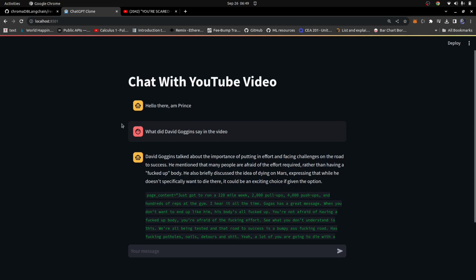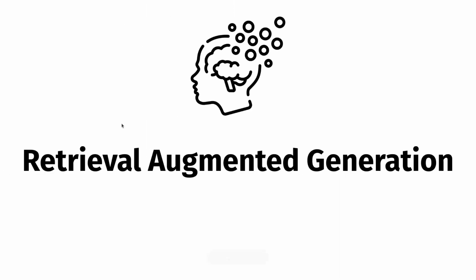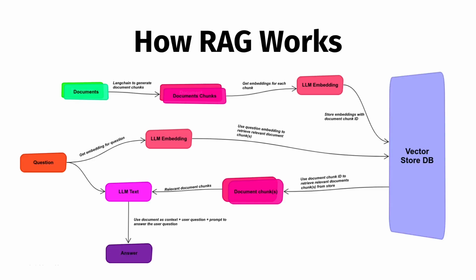So let's get started. The first thing is that we're going to use retrieval augmented generation for this. In the last video I talked about how retrieval augmented generation works, so I'm not going to go over how it works in detail. Basically we have a document, break the document down into chunks, and then from there we create embeddings and store them in a vector store like ChromaDB or FAISS, or Pinecone, Weaviate, and other ones out there.